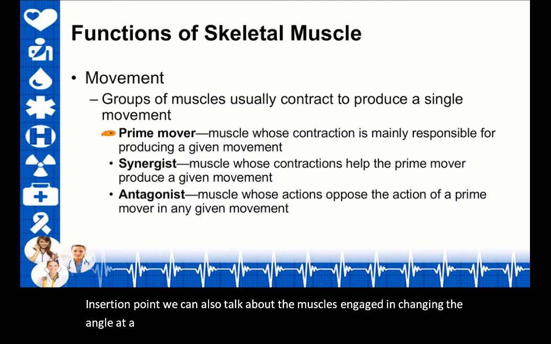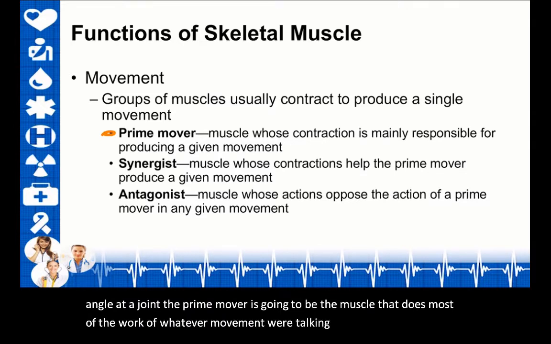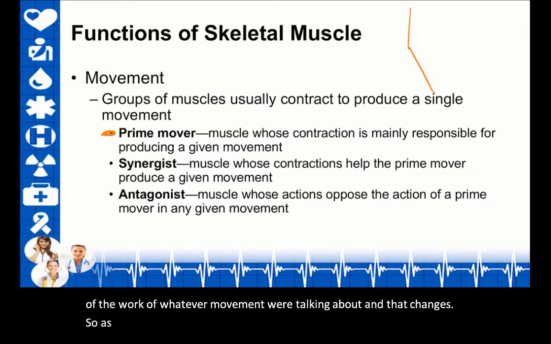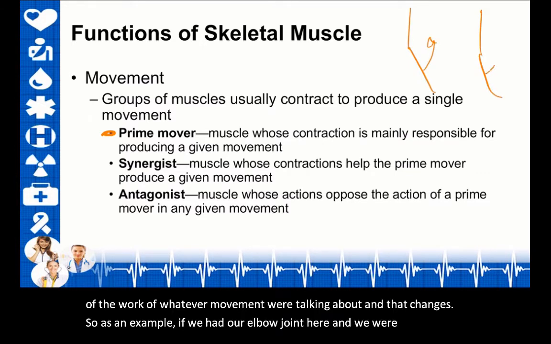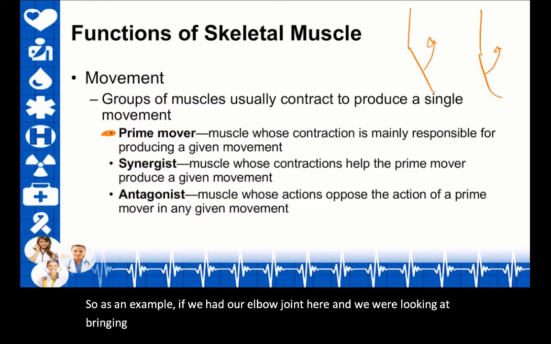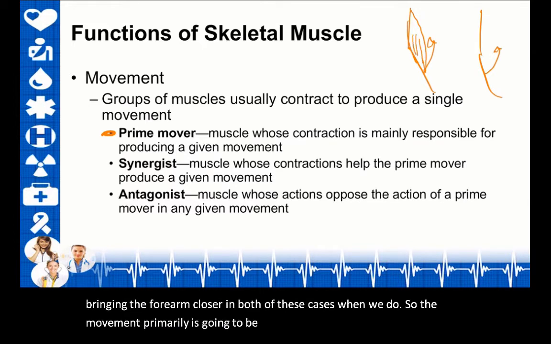The prime mover is going to be the muscle that does most of the work of whatever movement we're talking about, and that changes. So as an example, if we had our elbow joint here, and we were looking at bringing the forearm closer, in both of these cases, when we do so, the movement primarily is going to be the bicep, right? That's for flexion.